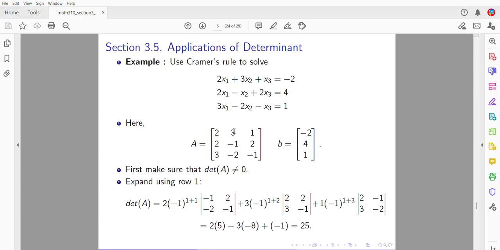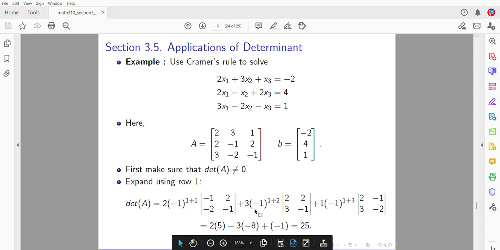3 is row 1, column 2. So negative 1 to the 1 plus 2, row 1, column 2. Drop the column, drop the row, 2, 3, 2, negative 1. That's the leftover matrix. Plus 1. Sign for 1. 1 is row 1, column 3. Drop the column, drop the row, 2, negative 1, 3, negative 2. That's your leftover matrix. Find the determinant in each case.